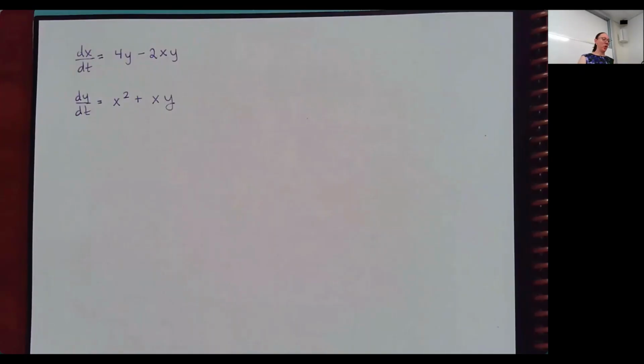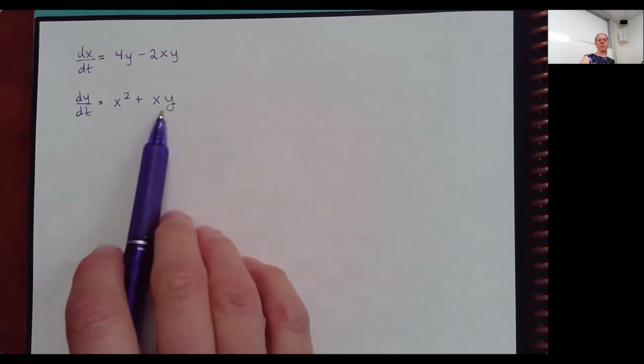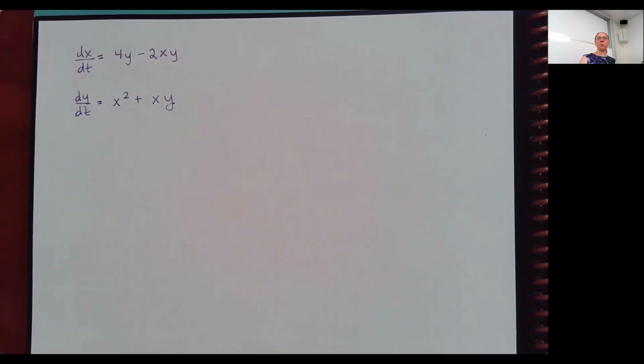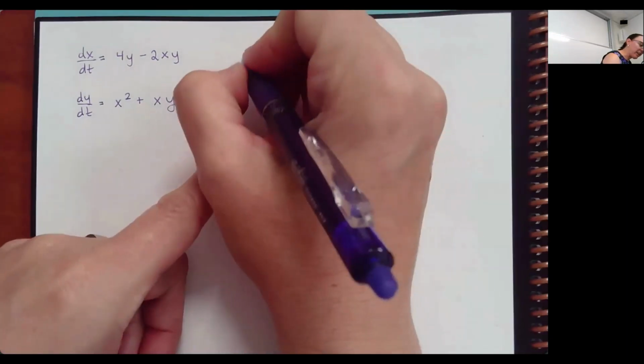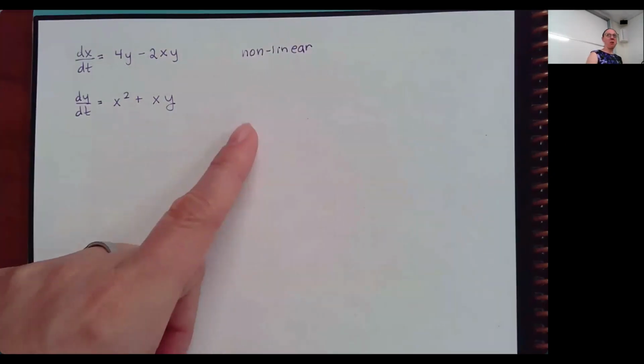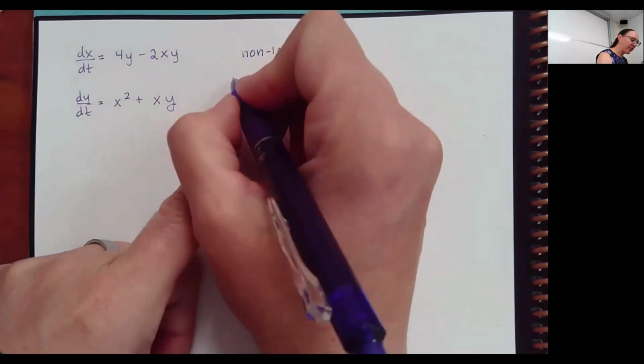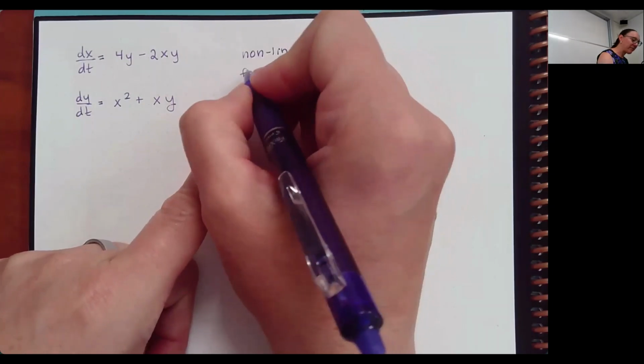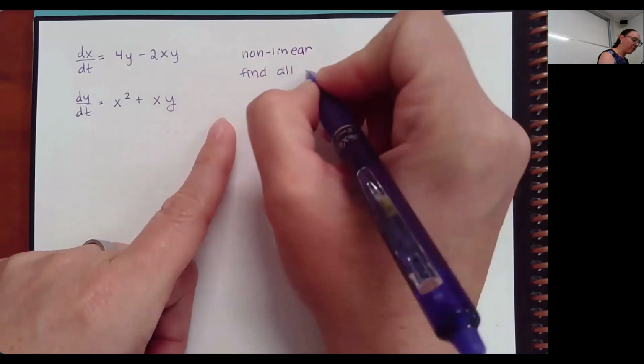First of all, just from looking at this, how do I know it's nonlinear? Sure. Also, the x times y term makes it nonlinear. So there are two things that are making this nonlinear. If it's nonlinear, 0, 0 might be an equilibrium. It might not be. But the first thing that I need to do is to find all equilibria.